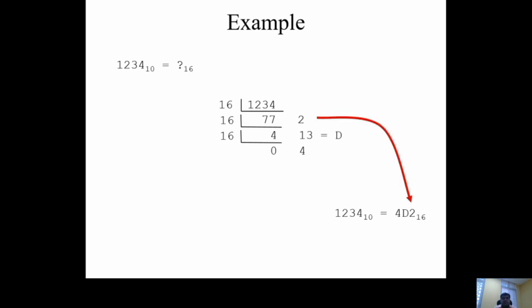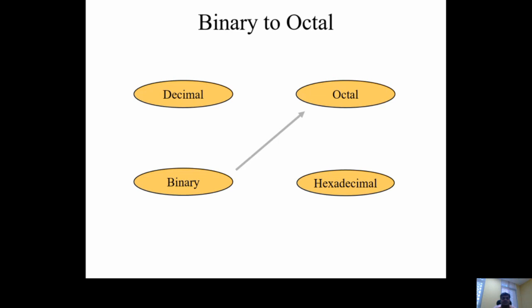Okay. Now we will write from right to left. So the answer will be 4D2. 4D2 is the hexadecimal number equivalent to 1234.